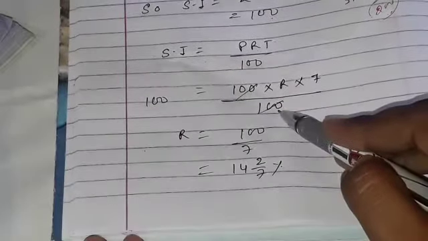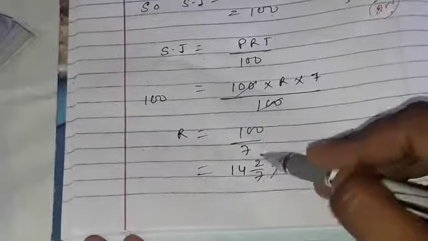100 into R into 7 upon 100 equal to 100, and R equal to 14 complete 2 upon 7.